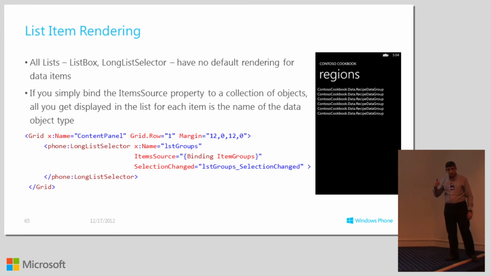Now, when you start binding data to your list box controls, the list box control or the long list does not have the capability of rendering your UI. Okay, so the best you would get is this, which is kind of the ToString of your class name. So if you see here, I am binding this to the ItemGroups property in the view model. But what I am getting in the UI is just a string representation of the class name.